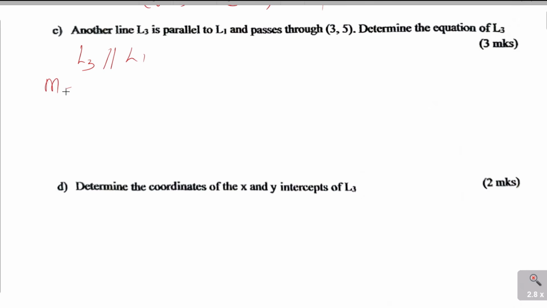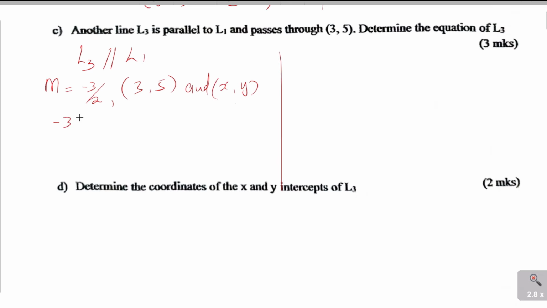So gradient is equal to negative 3 over 2, and this one passes through (0, 35). This again is very easy, because now we have the gradient of L3, which is equivalent to the gradient of L1, which is equal to negative 3 over 2. And there's a point where the line passes (3, 5).